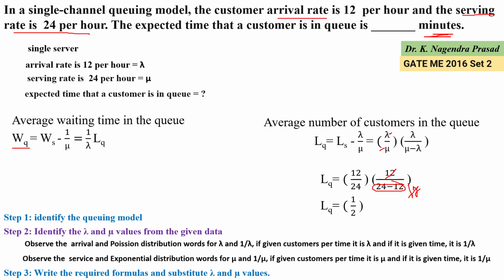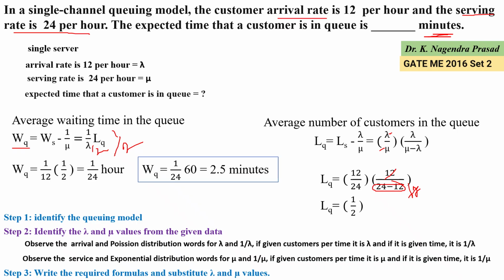Then WQ equals 1 by lambda into LQ, which is 1 by 12 into 1 by 2, so WQ equals 1 by 24 hour. But we need the answer in minutes, so I convert hours into minutes: WQ equals 1 by 24 into 60, which is 2.5 minutes. So the answer is 2.5 minutes.